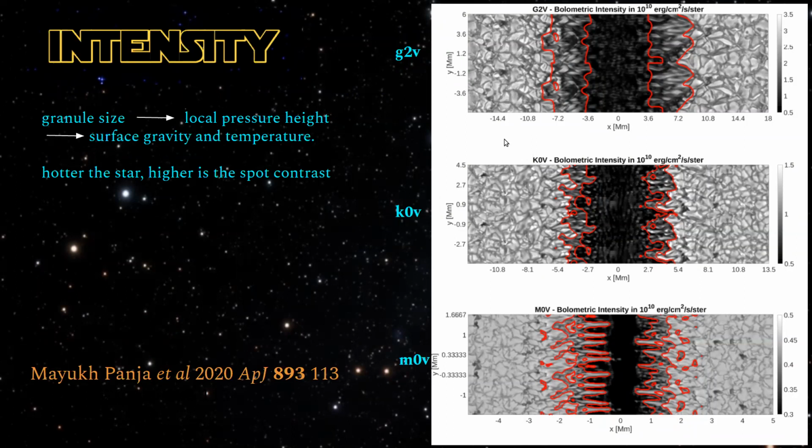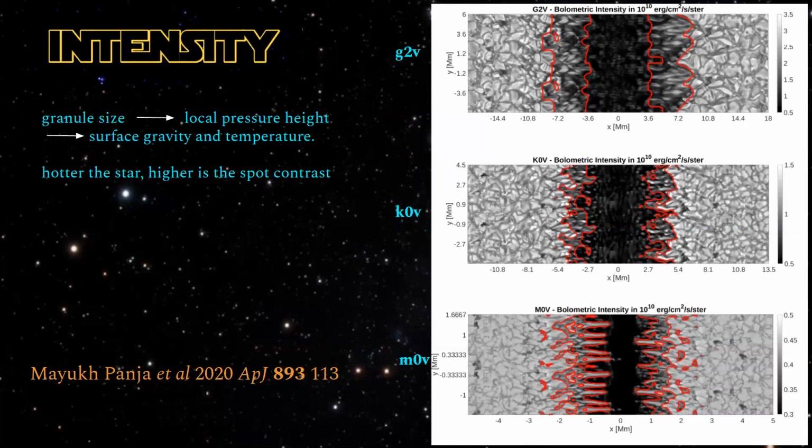One is, as Tanayveer also showed, if you look at the length scales on the x-axis in megameters, although all three stars have a similar number of granules, their length scales are very different, which means the granule sizes are, in absolute terms, the largest in the G star and the smallest in the M star. This is because your granule size is determined by the local pressure scale height, which in turn is governed by the surface gravity, which increases from G to M, and temperature, which decreases from G to M.